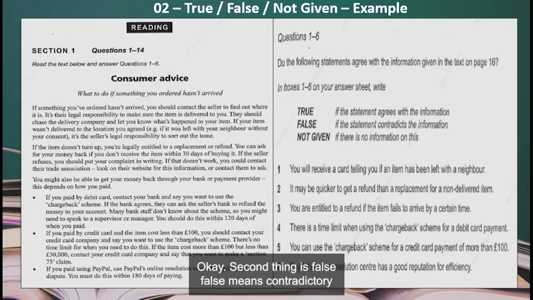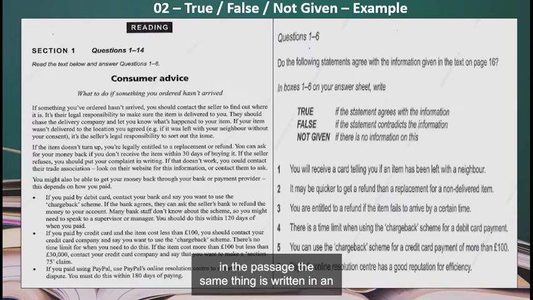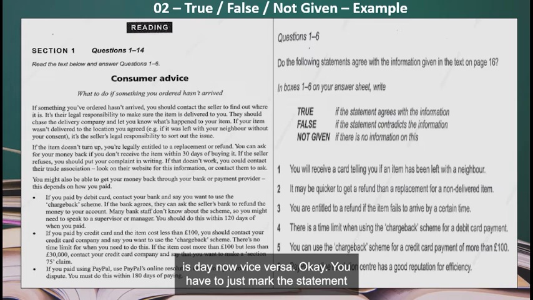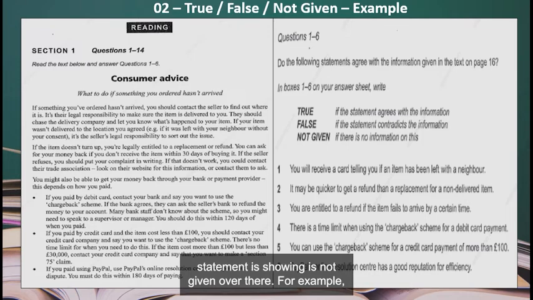False means contradictory statements. For example, one thing is written in one way and in the passage the same thing is written in an opposite way, like day and night. If the statement says that it is day now and the passage says it is night now, or vice versa, you just have to mark the statement false. But not given means the statement mentioned in the question is not given over there, meaning the idea that the statement is showing is not given in the passage.